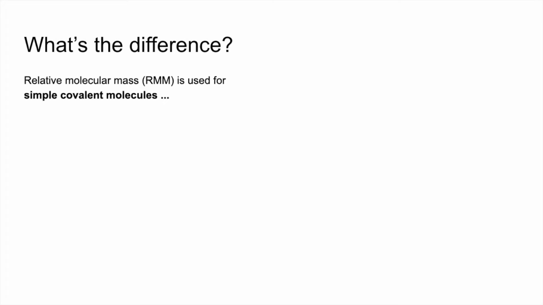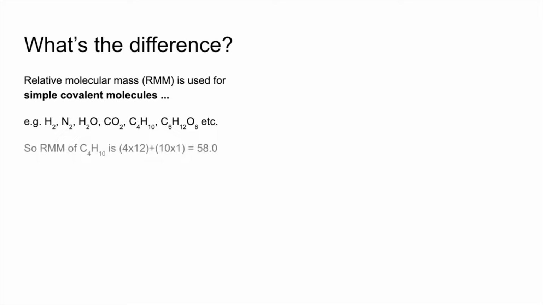So what's the difference? The relative molecular mass, or RMM for short, we use that for simple covalent molecules. So things like hydrogen, nitrogen, water, carbon dioxide, butane, glucose. So there's just some examples of simple covalent molecules.